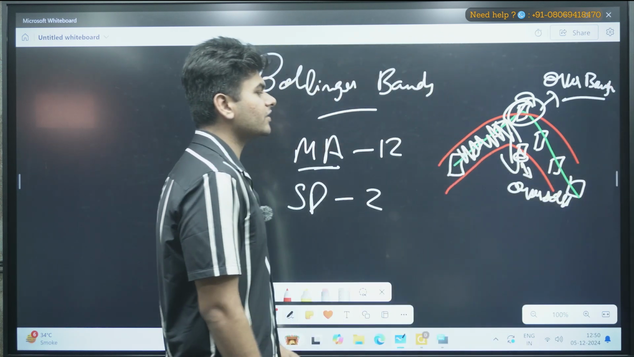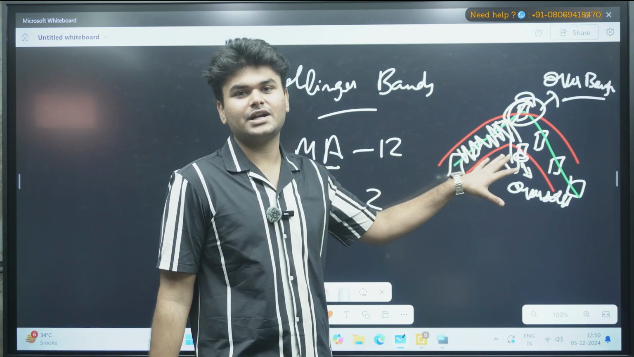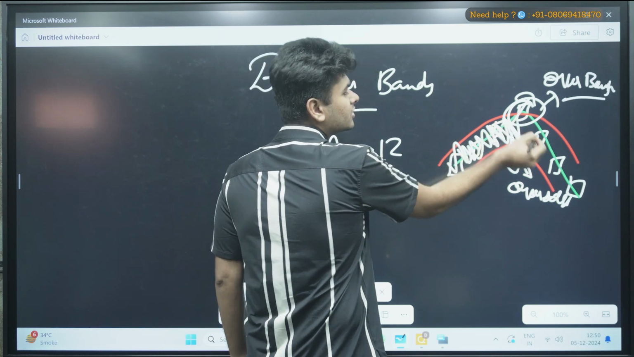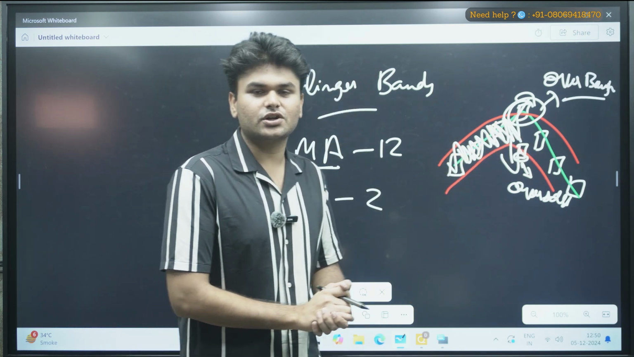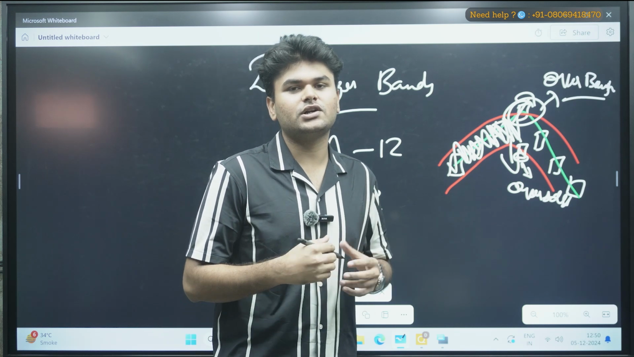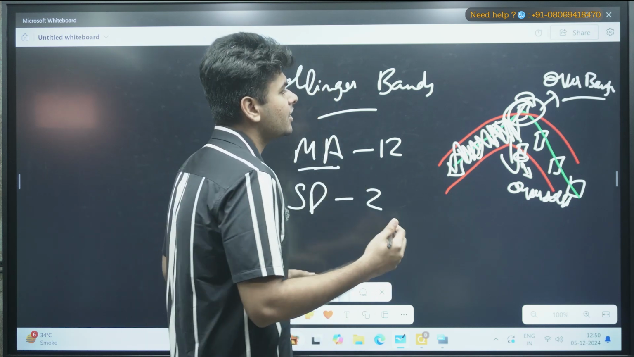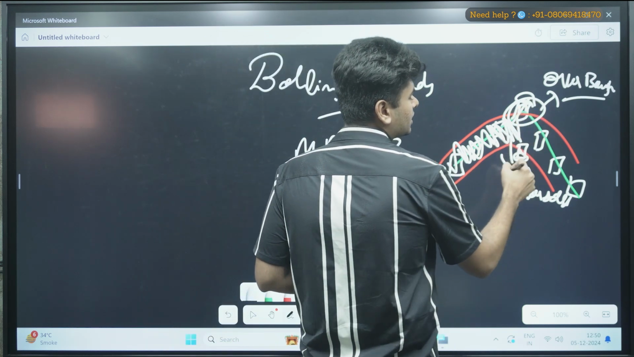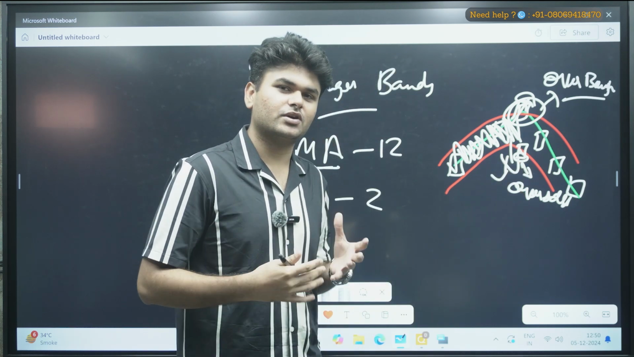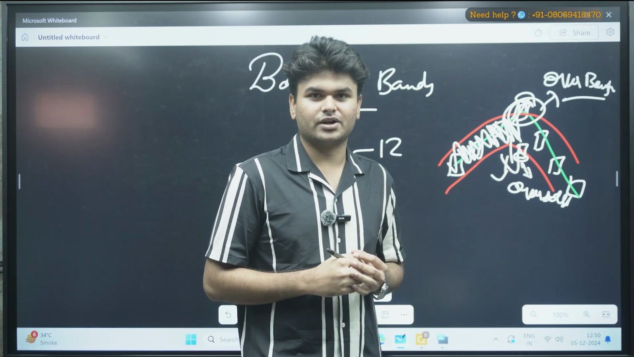So this way Bollinger Bands help us identify that until and unless the market is in range, there is no trade initiation, or there is no point where you can make an entry. But as it breaks out on either side, that will be the point where you can take momentum and take a trade.